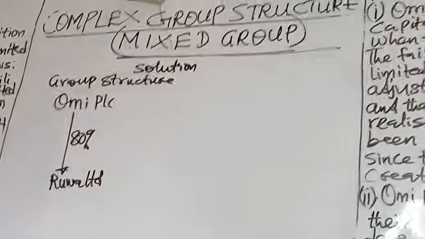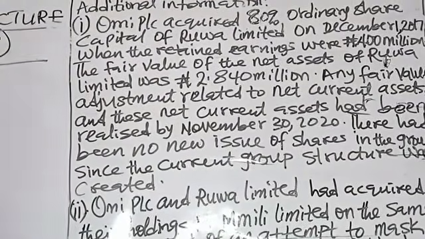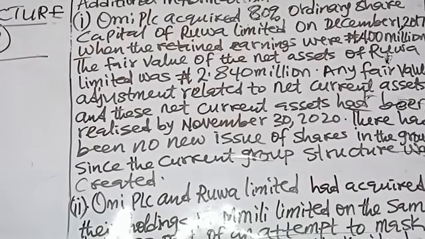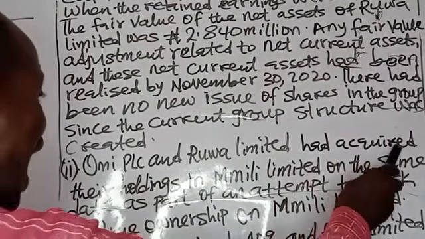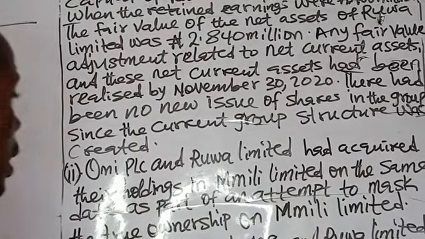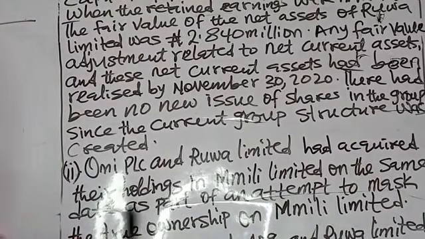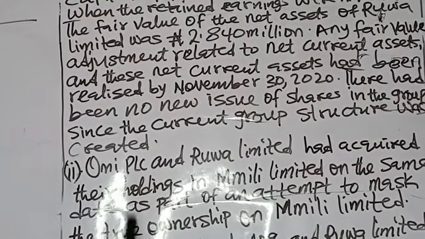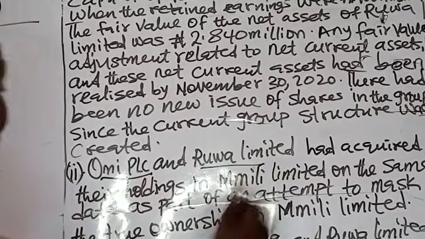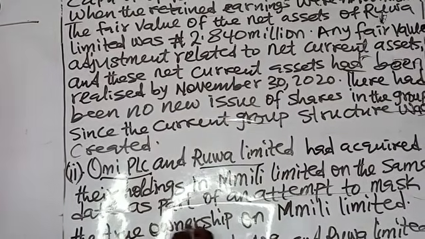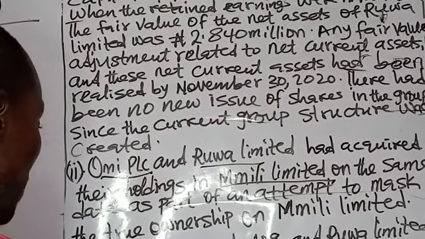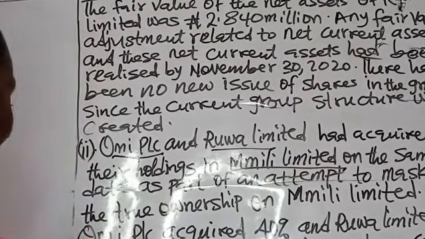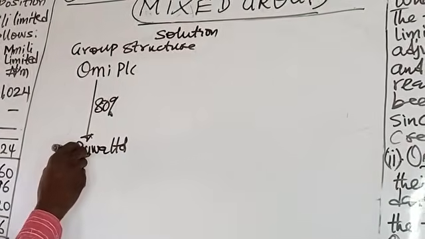So, back to the question. That is the note as regards the acquisition of Ruwa. Note 2 again. OMI PLC and Ruwa Limited acquired their holdings in Millie Limited on the same date as part of an attempt to mask the true ownership of Millie Limited. That is to show that both OMI PLC and Ruwa acquired Millie Limited. So OMI PLC acquired 40%, and Ruwa Limited acquired 25%.